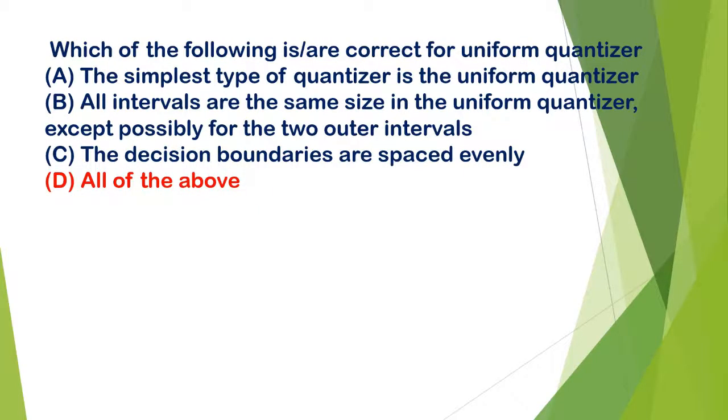Which of the following are correct for uniform quantizer? A. The simplest type of quantizer is the uniform quantizer. B. All intervals are the same size in the uniform quantizer except possibly for the two outer intervals. C. The decision boundaries are spaced evenly. D. All of the above. And the correct option is D.